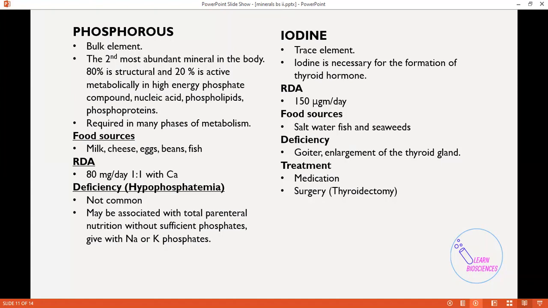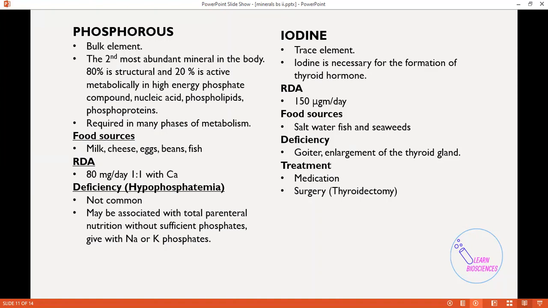Food sources are milk, cheese, eggs, beans, and fish. RDA is 800 milligrams per day, 1:1 with calcium, meaning 1 calcium molecule to 1 phosphorus. Deficiency: hypophosphatemia. It is not common but may be associated with total parenteral nutrition without sufficient phosphates given with sodium or potassium phosphates. Iodine is a trace element.